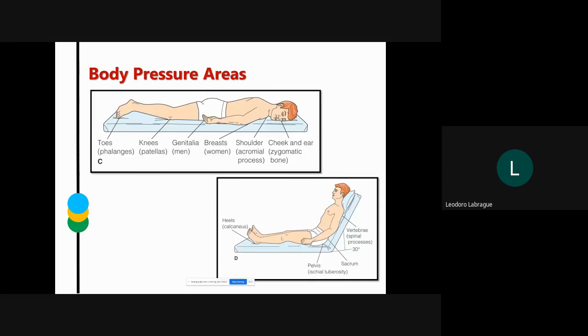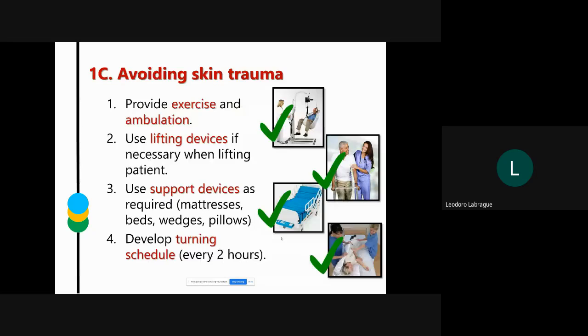Okay, now, part of your nursing intervention is avoiding skin trauma. How do you avoid skin trauma? Number one, if your patient has been on bed for several days, your patient is immobile, your patient is unconscious, you need to provide exercise in the bed. You have your range of motion exercises. You've discussed that several times. You have the active and passive range of motion exercises.